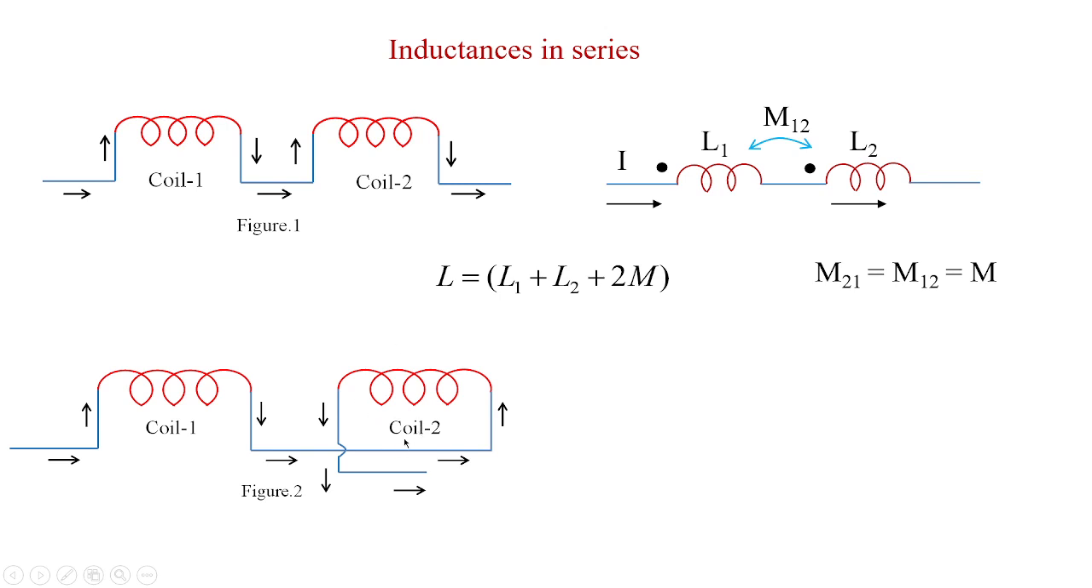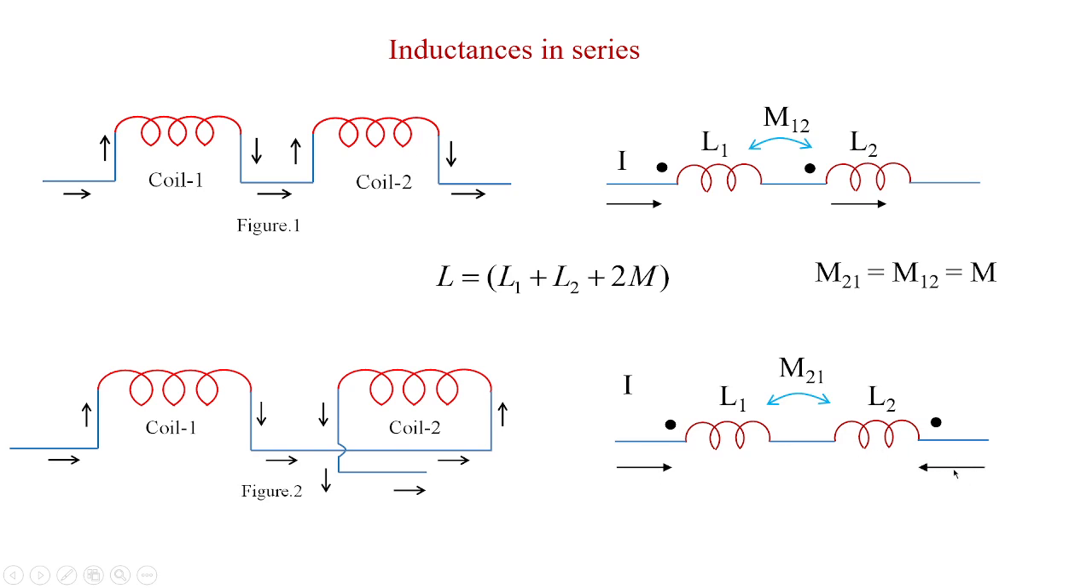Now for the differential arrangement, this is how the dot convention is assumed. Here L1 and L2 are the two coils having self-inductances, and M12 or M21 is the mutual inductance formed between these two coils. Here the current direction in coil 1 is in this direction, whereas the same current in series arrangement flows in the opposite way. In this case, the formula of total inductance would be L equal to L1 plus L2 minus 2M.